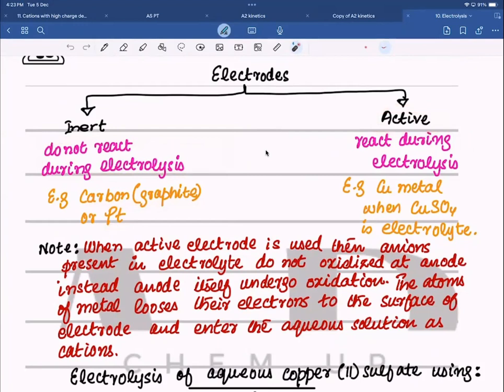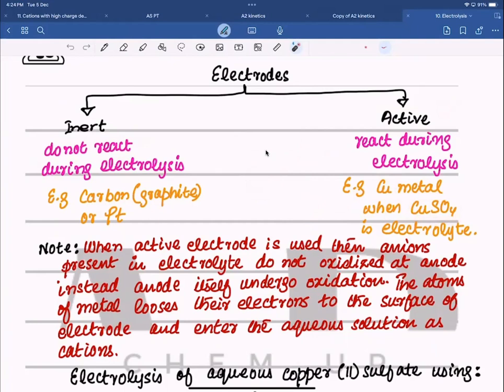That is very easy to understand. If there is carbon or platinum, then it is going to be an inert electrode. If any other substance is used as an electrode, which is not carbon, graphite, or platinum, then the electrode is going to be an active electrode. For example, take the electrolyte copper sulfate. It contains a positive ion, which is copper. If the material of the electrode is also copper, then it is an active electrode. Or if I'm using iron sulfate as the electrolyte, and iron metal as the electrode, it is going to become an active electrode.